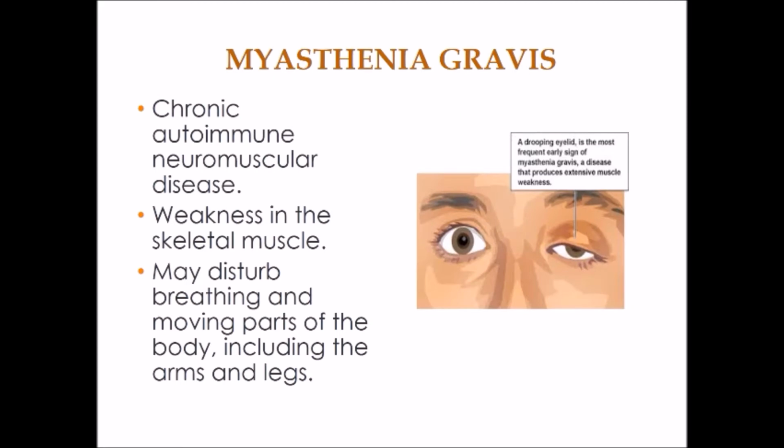Besides that, neostigmine is also used in the treatment of myasthenia gravis. Myasthenia gravis is a chronic autoimmune neuromuscular disease that causes weakness in the skeletal muscles which are responsible for breathing and moving parts of the body, including the arms and legs. Dropping eyelids are also one of the most common early signs of myasthenia gravis.